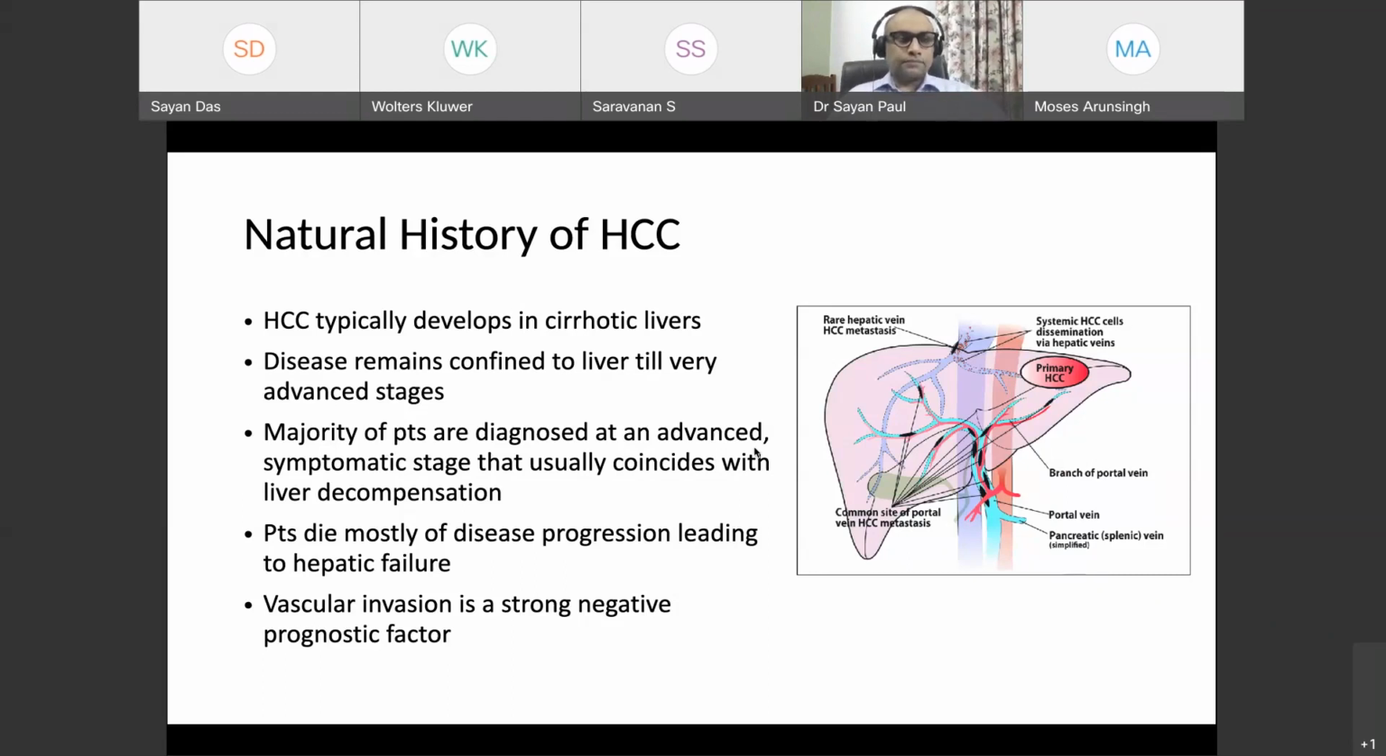Majority of the patients that we see in our clinic on a daily basis present at an advanced stage, which coincides with the state of liver function or liver decompensation, and the patients mostly die of disease progression causing hepatic failure. One very important factor that one must keep in mind is the presence or absence of vascular invasion. Vascular invasion has been shown to be a very strong negative prognostic factor. Most commonly it involves the portal venous system and rarely the hepatic venous system.